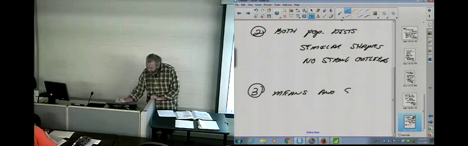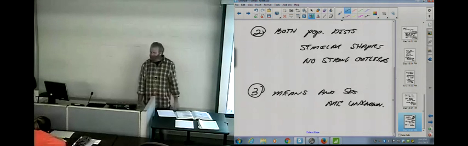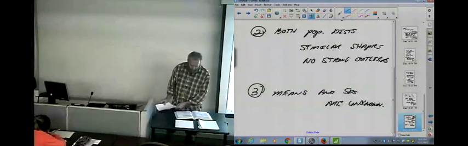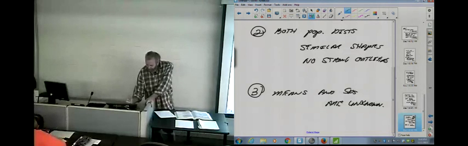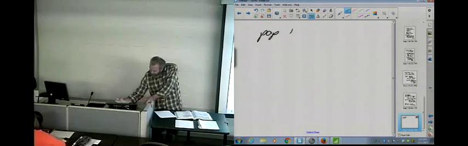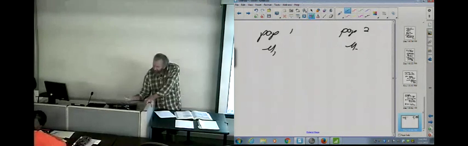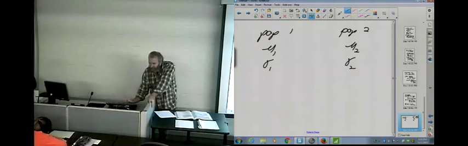...means and standard deviations are unknown. The reason it's plural is there's two populations, there's two means, there's two standard deviations. Now, I'm going to do it like this. Just for the sake of things, I've got population 1 and I've got population 2. This one has a mean, that one has a mean. They're subscripted by the population that they are dealing with. This one has a standard deviation, this one has a standard deviation.